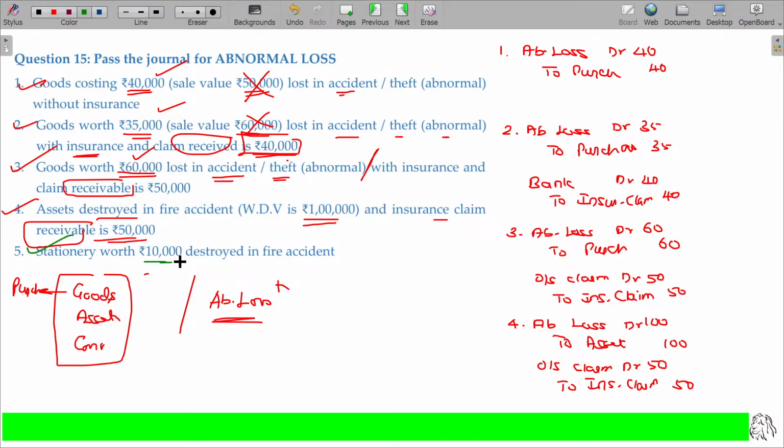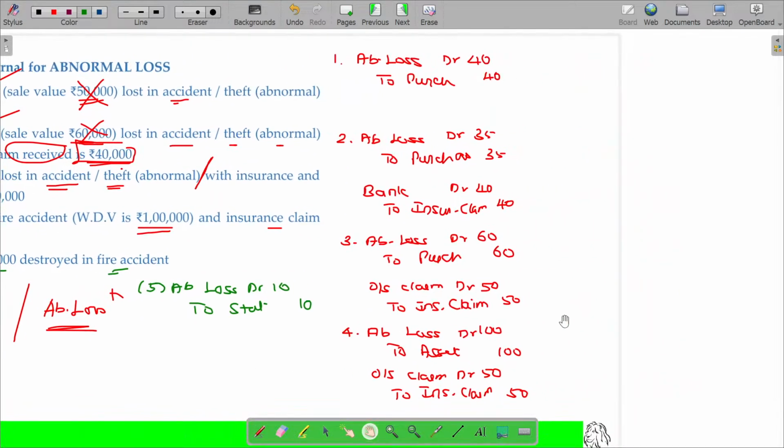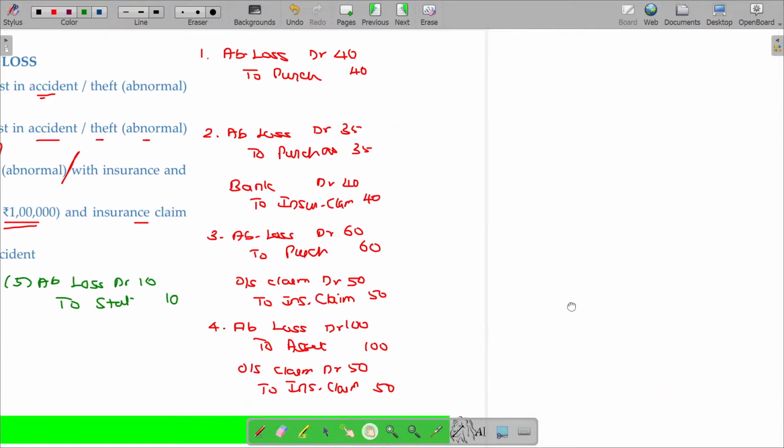Stationery worth 10,000 destroyed in fire accident. Fifth one. Then abnormal loss account debit to stationery, value being 10,000. Is that clear? Hope you will be able to understand this now. What happens if you prepare the final accounts, sir? If you prepare final accounts, what happens?